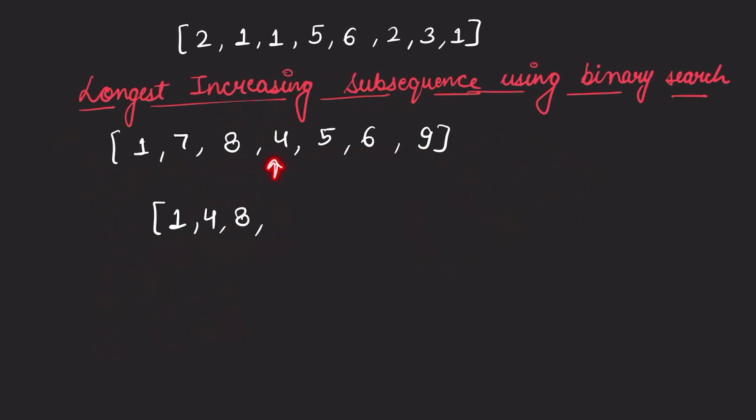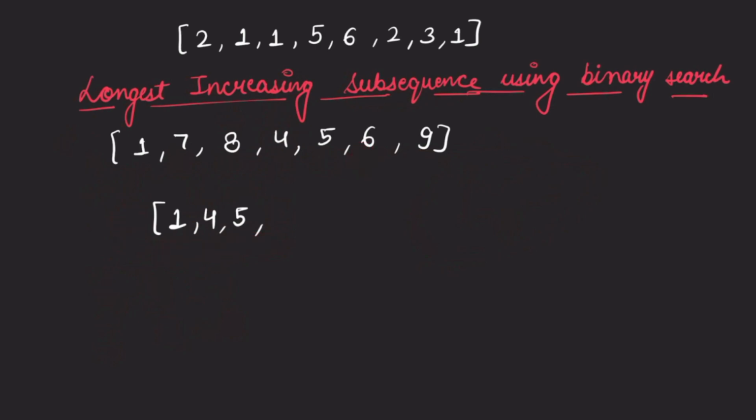Now after this 4, when you come at 5, where can 5 be inserted? Can it be inserted here? No, because 5 is smaller than 8. Now where can it be inserted? Here, right? Because 5 is greater than 4. Instead of 8, we will write 5. Now if you see here, although we left 7 and 8, in place of that we took 4 and 5, still our length is the same, right? Still our length of LIS till now is the same. We didn't lose anything, right?